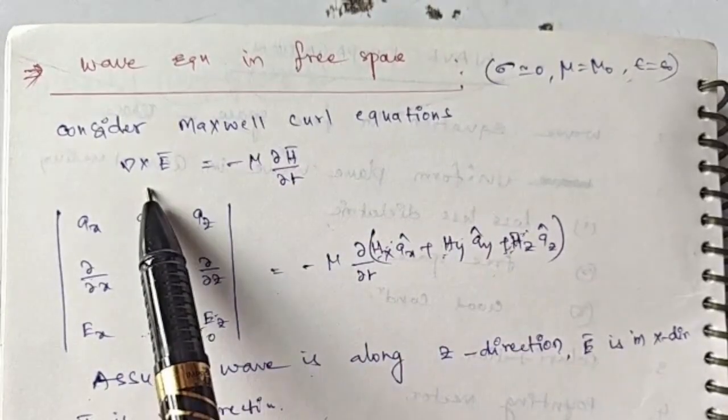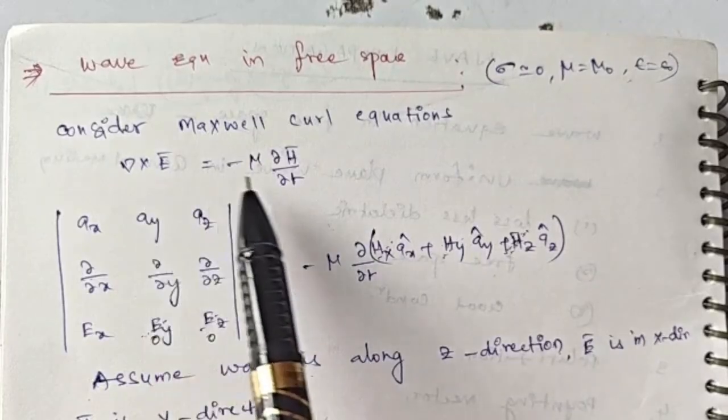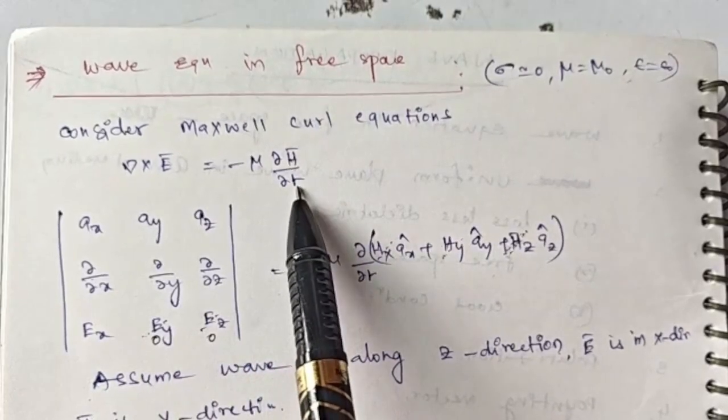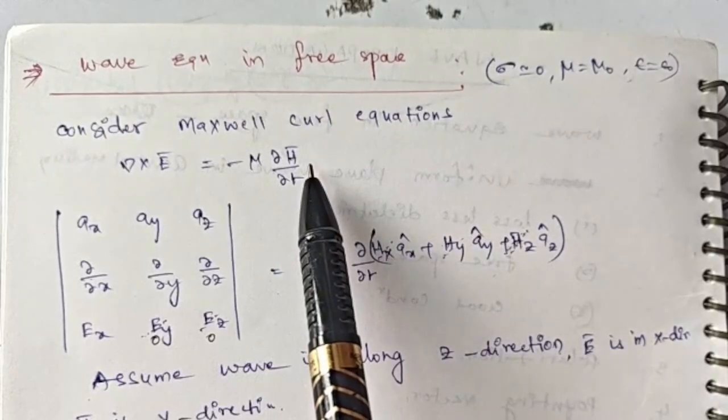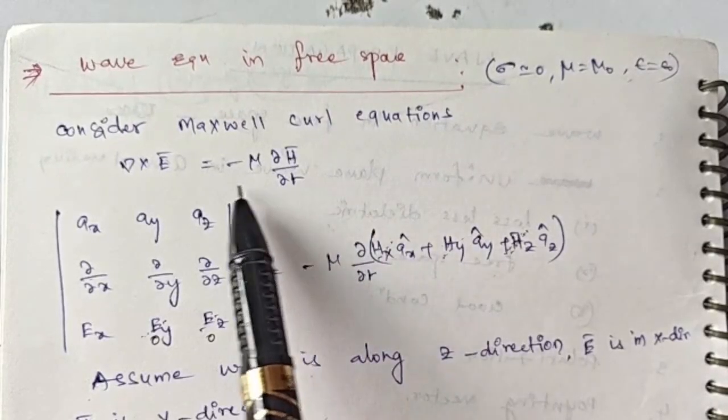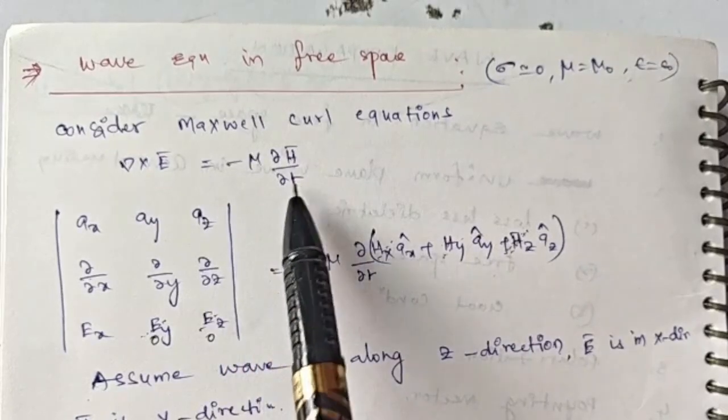So one of the Maxwell curl equations is del cross E equal to minus mu dou H by dou t. Actually it is minus dou B by dou t. So B means magnetic flux density, that I am writing B equal to mu H. So we will get minus mu dou H by dou t.